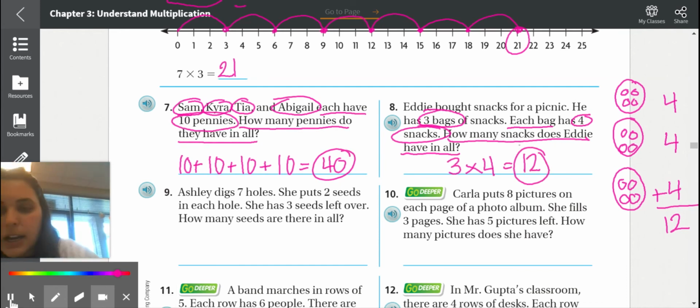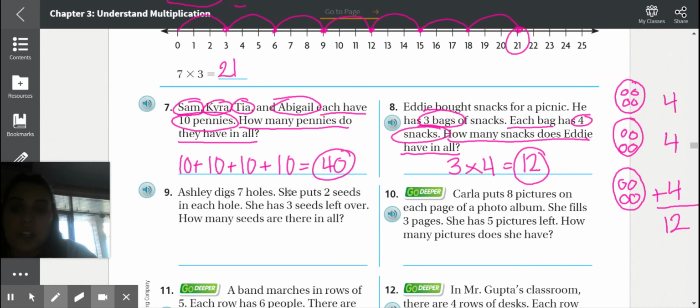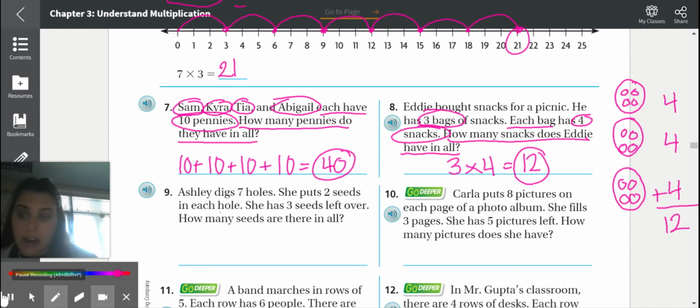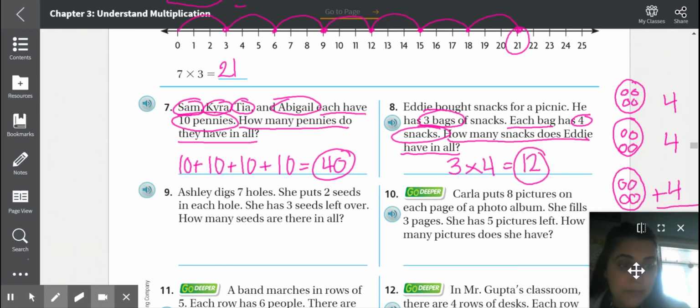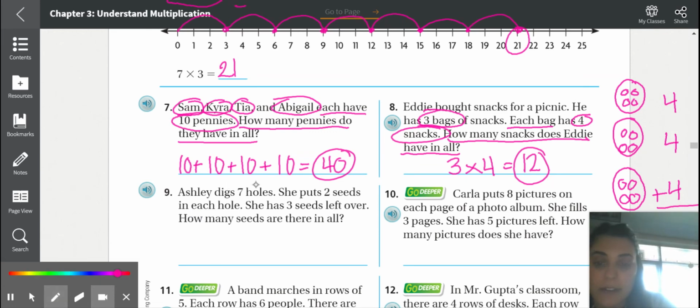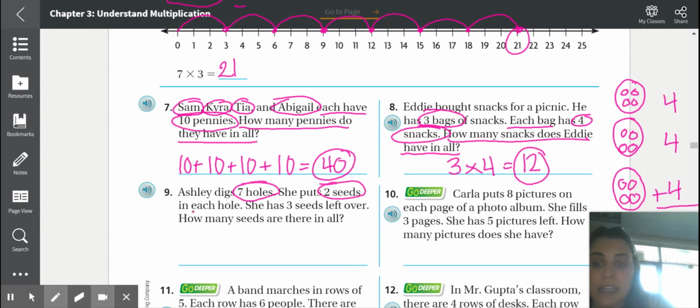Okay, let's do number 9. Ashley digs 7 holes. She puts 2 seeds in each hole. She has 3 seeds left over. How many seeds are there in all? Okay, so Ashley digs 7 holes. She puts 2 seeds in each hole, and then she has 3 seeds left over. How many seeds are there in all?